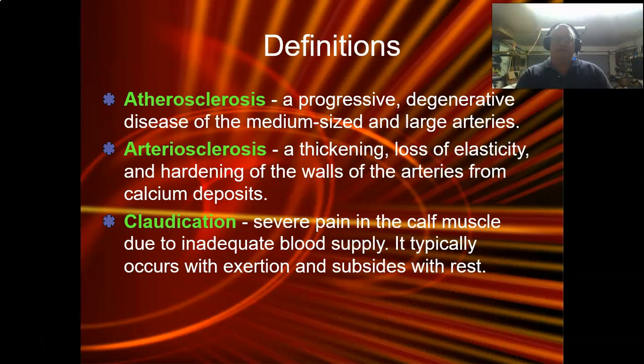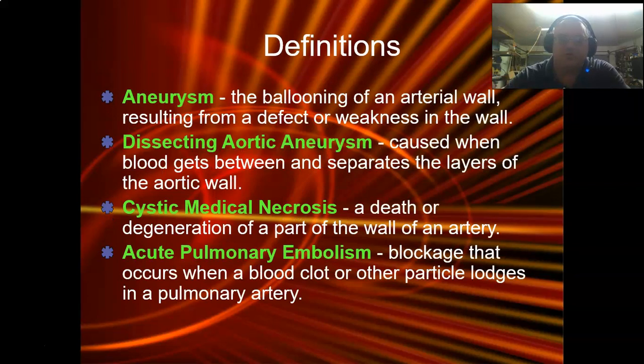That causes a hardening of those arteries, okay? Claudication, you've got pain in the calf muscles due to inadequate blood supply. It occurs with exertion and subsides with rest. Again, usually it means that you have poor circulation. An aneurysm is a ballooning of the arterial wall. It actually can happen in any artery. But the common ones are where you've got a lot of pressure coming off of the heart: thoracic aorta, abdominal aorta. But again, it can happen in any of them.